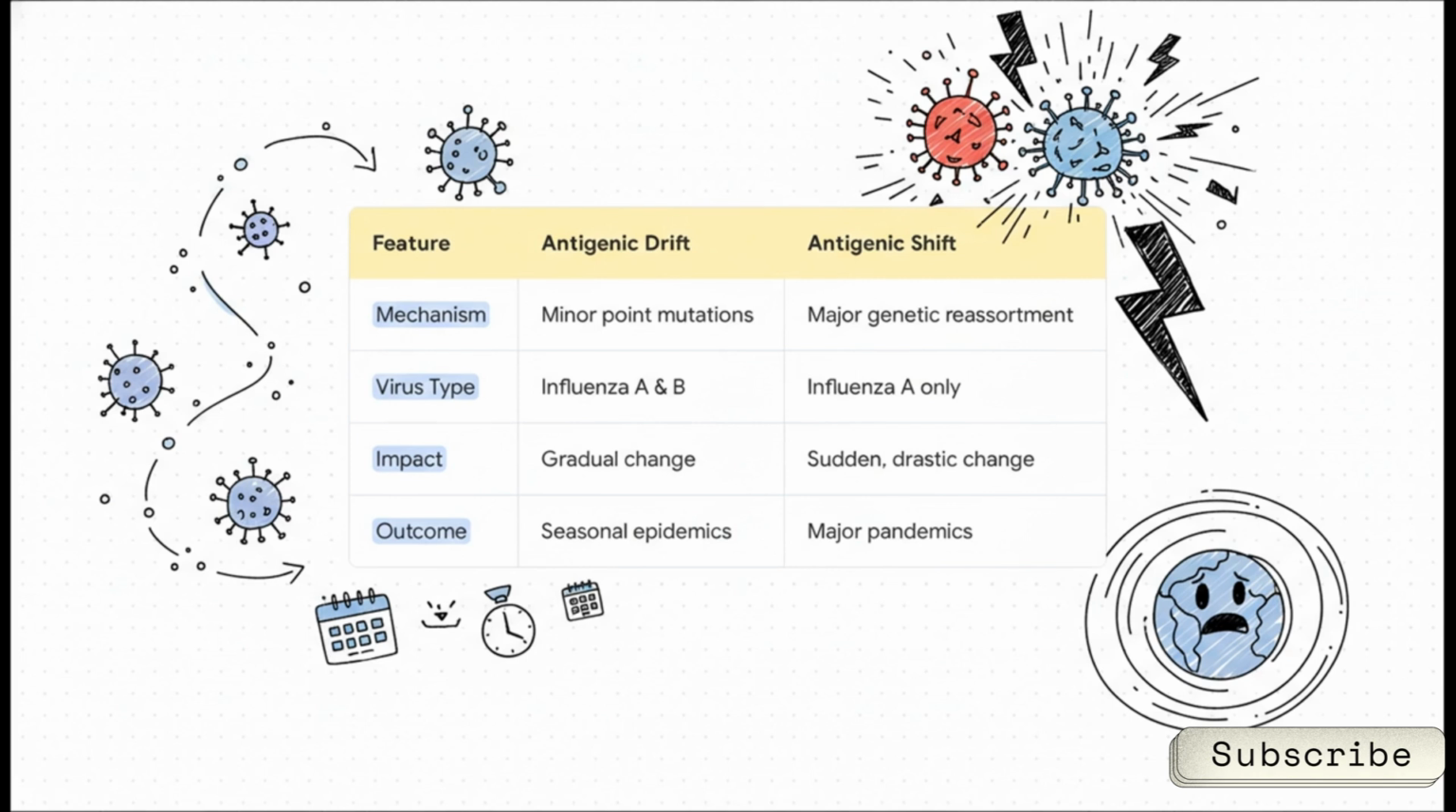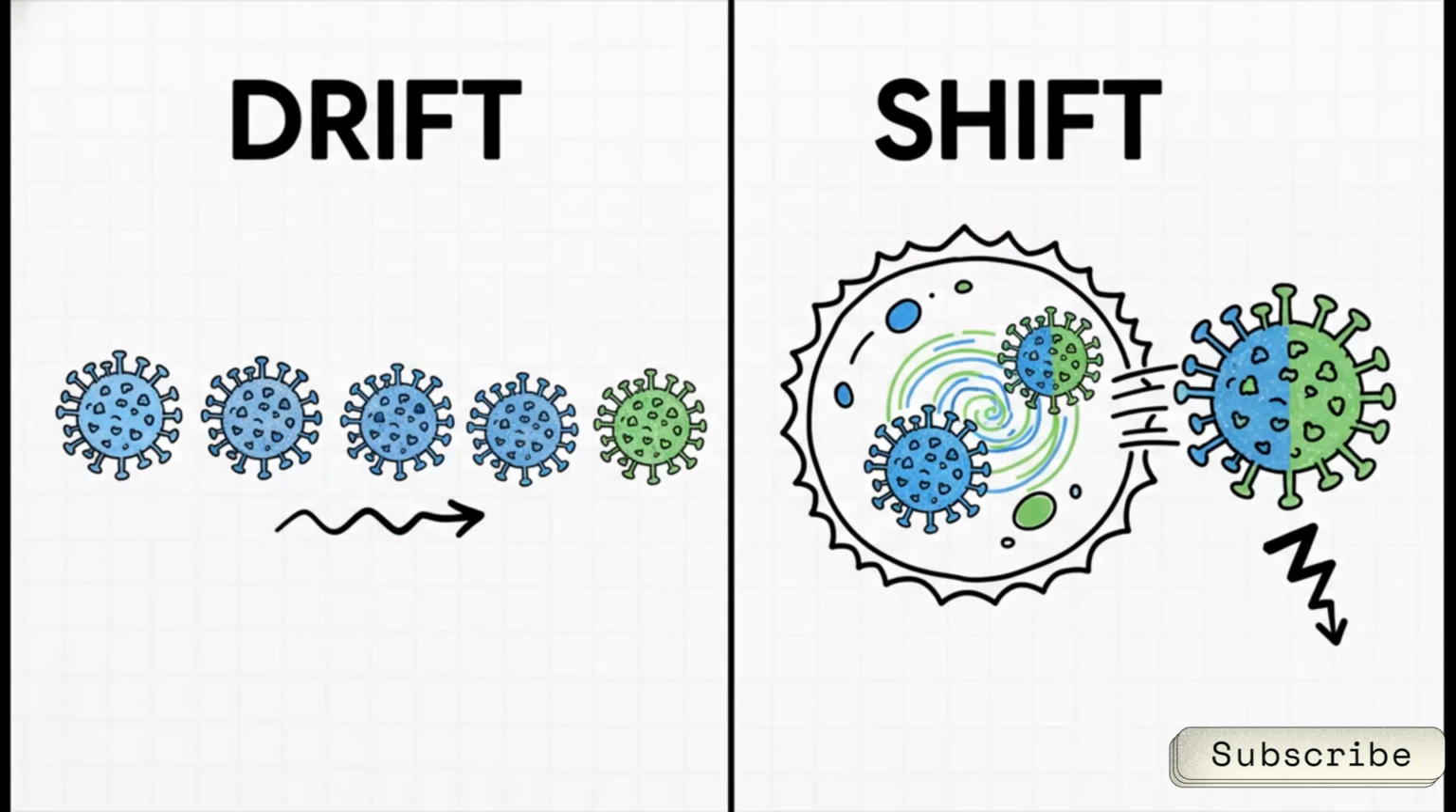This is what can lead to a massive pandemic because it creates a brand new virus our immune systems have literally never seen before. And of course, we need a way to remember this. So here's a super simple mnemonic so you never mix these up again.